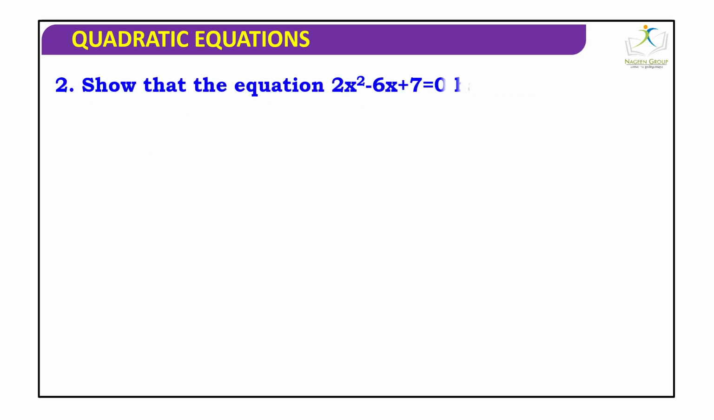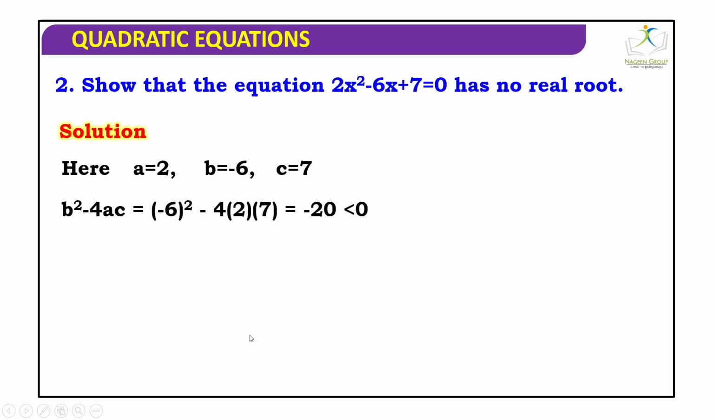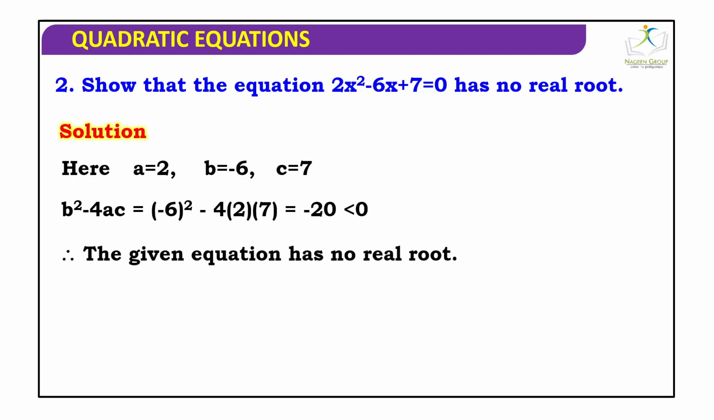Now come to question number 2. Show that this equation has no real root. From here again we take the values of a, b, c. Now we need to find b² − 4ac. b is −6, so (−6)² is 36, minus 4 times the value of a, then c, which gives 8 times 7, that is 56. Subtracting, it equals −20. But −20 is a negative term, so it means less than 0, right? And if it is less than 0, what can we say? That it has no real root.